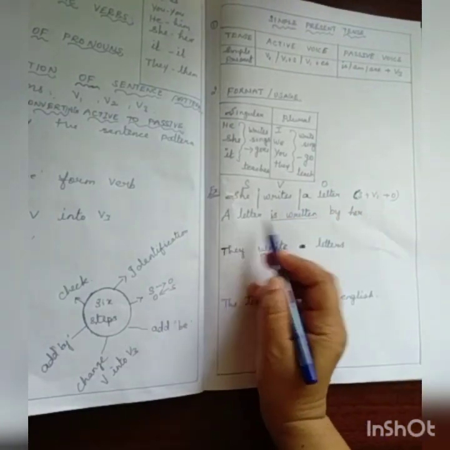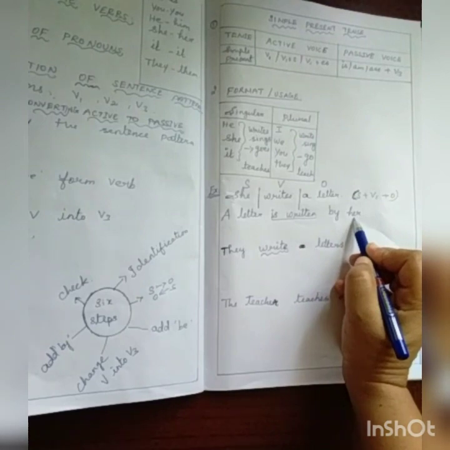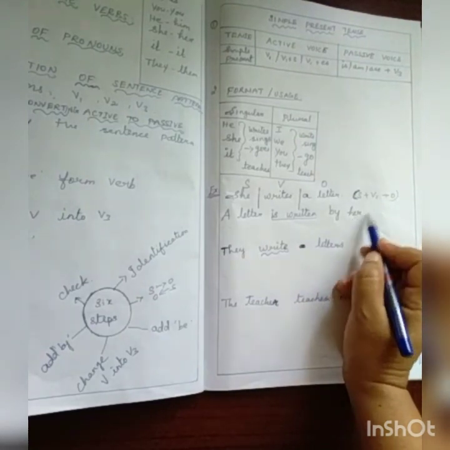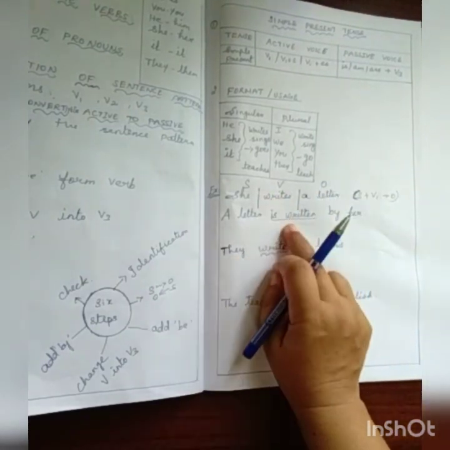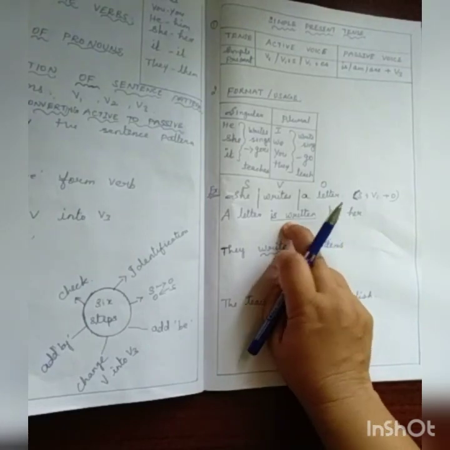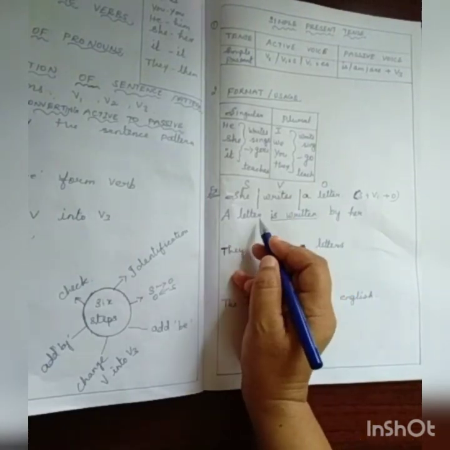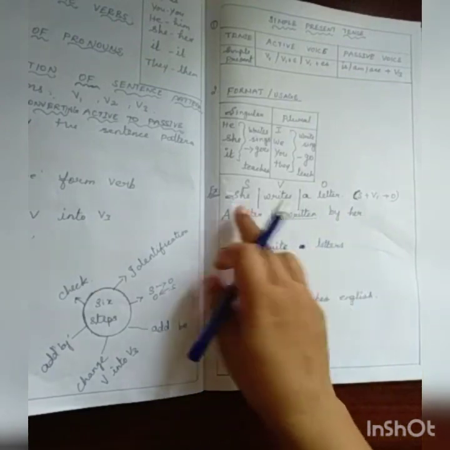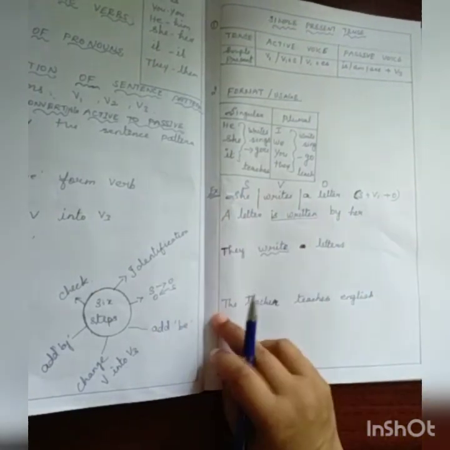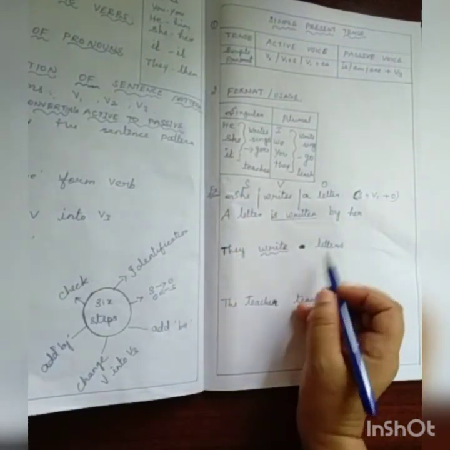Now check, a letter is written by her, right? So here who is the doer? Her. We didn't change the verb, but we are giving more importance to the letter in passive voice. In active voice we are giving more importance to the subject. That's all. We'll move to the next one.